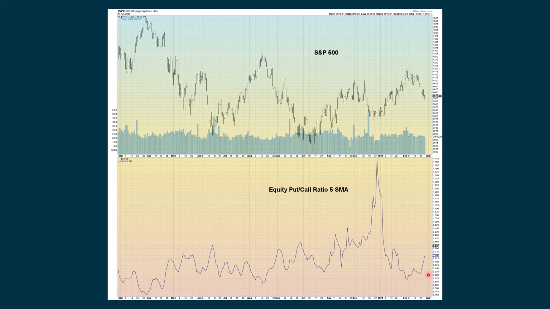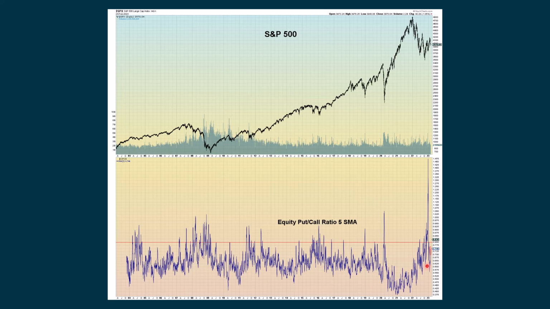And then this is a 5-day simple moving average of the equity put call ratio. It also has been going up. And where we find this useful is when we get above this 0.8 level and really spike up, a lot of times that will mark some kind of significant top or bottom in the S&P 500. Usually it means a bottom because the people are buying more puts.